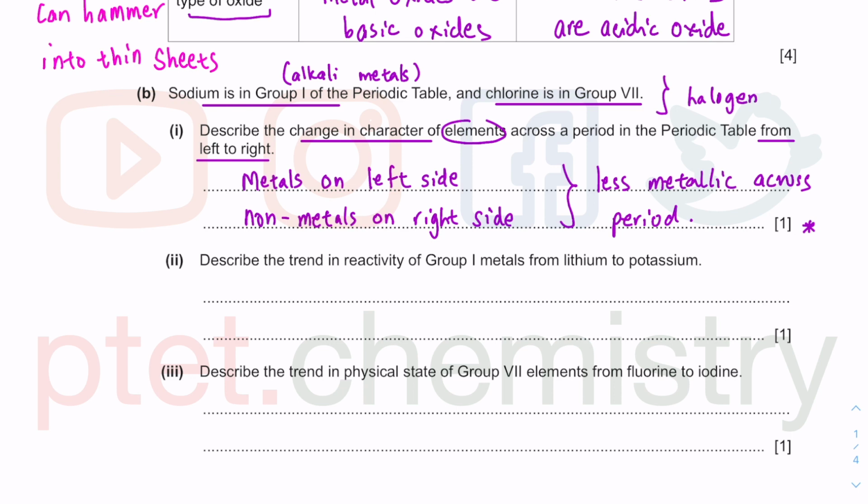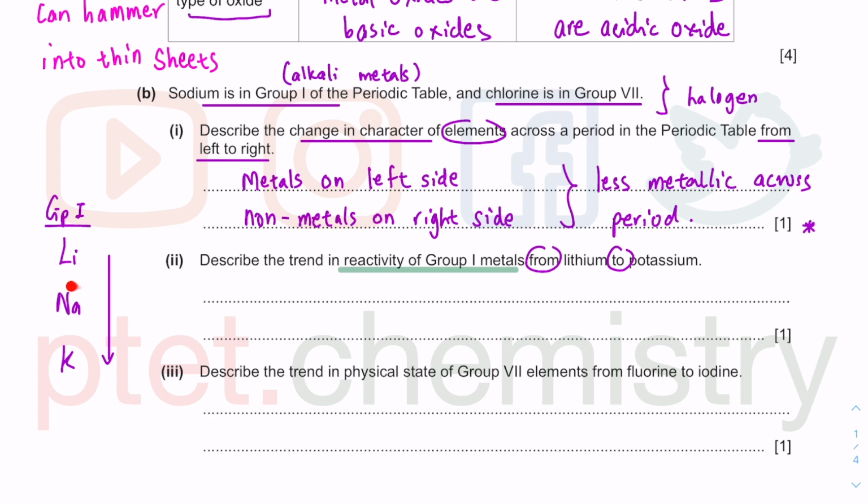Next up, we have reactivity of group 1 metals. This is from lithium to potassium. If you look at group 1 in the periodic table, they are not asking you lithium and potassium. They're asking you lithium to potassium. That means lithium to sodium to potassium. Straight from the last topic in the syllabus, the periodic table, we covered a big chunk of group 1 alkali metals.